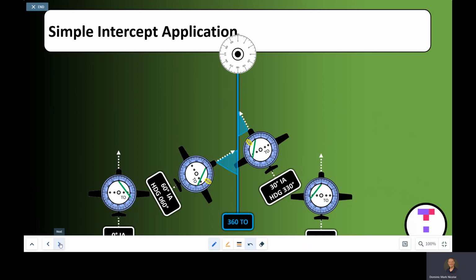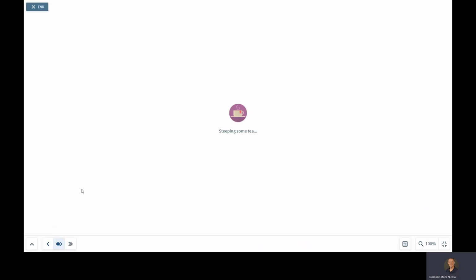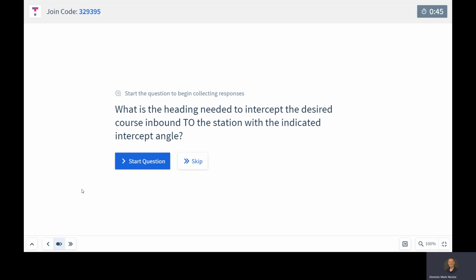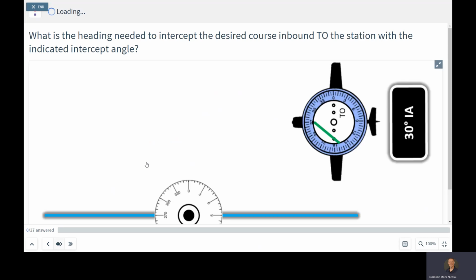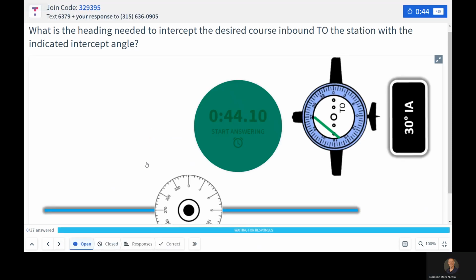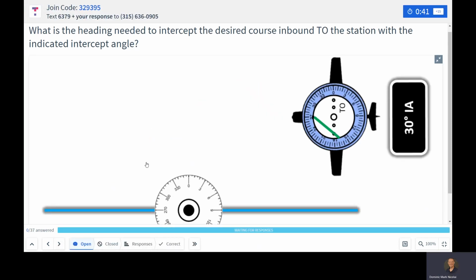All right, so let's try a top hat question. See if you understand this concept. What is the heading needed to intercept the desired course inbound to the station with the indicated intercept angle? Course is 270 to the station, 30-degree intercept.